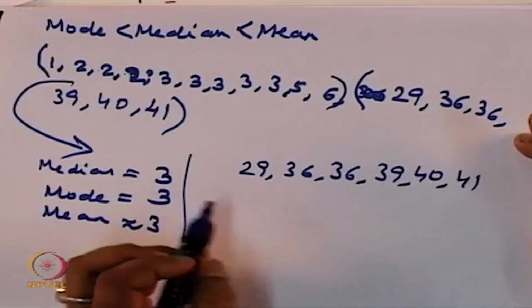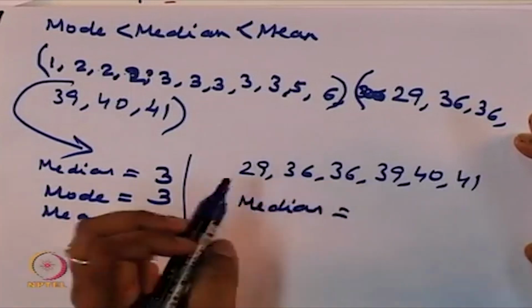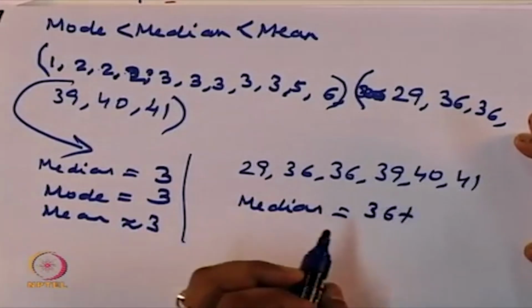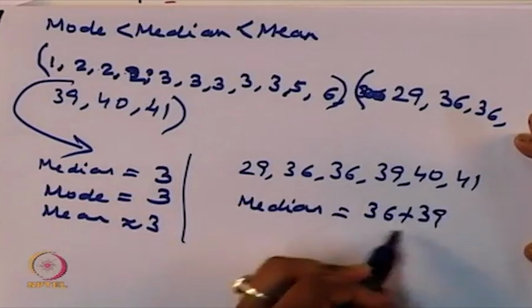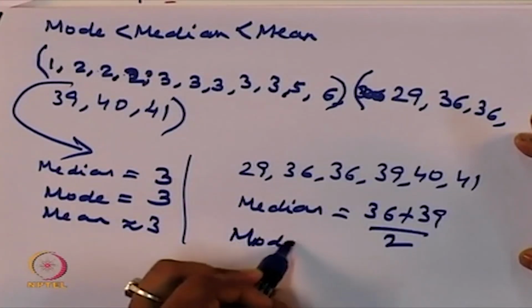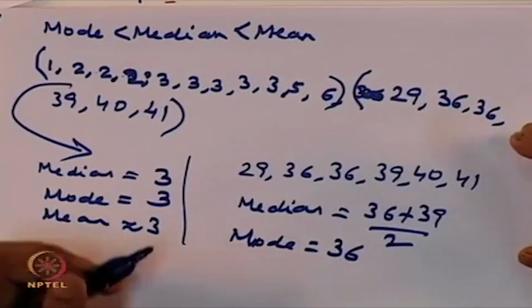So, for these numbers my median, 1, 2, 3, 4, 5, 6, median is going to be 36 plus 39 by 2. My mode is equal to 36, and the mean will also be somewhere in between.